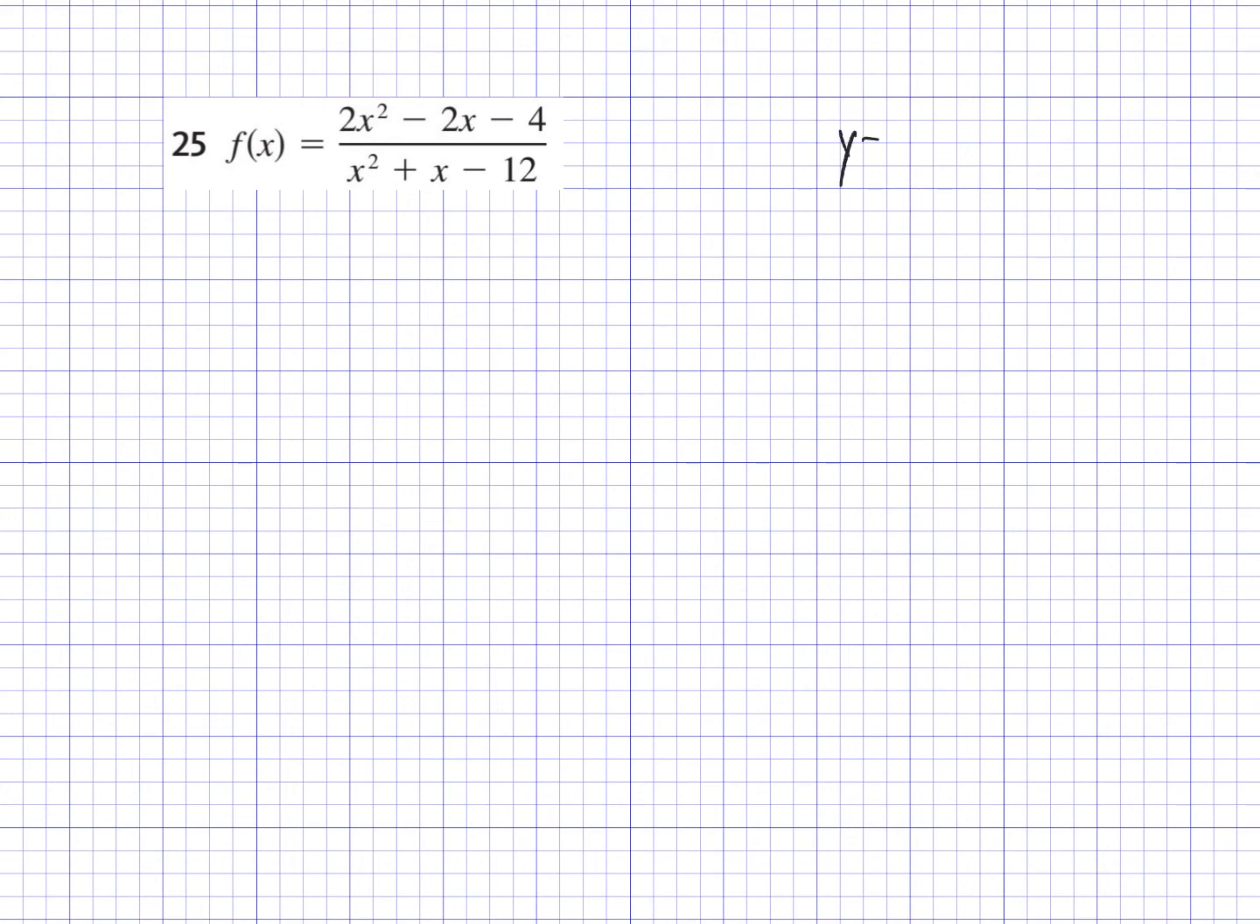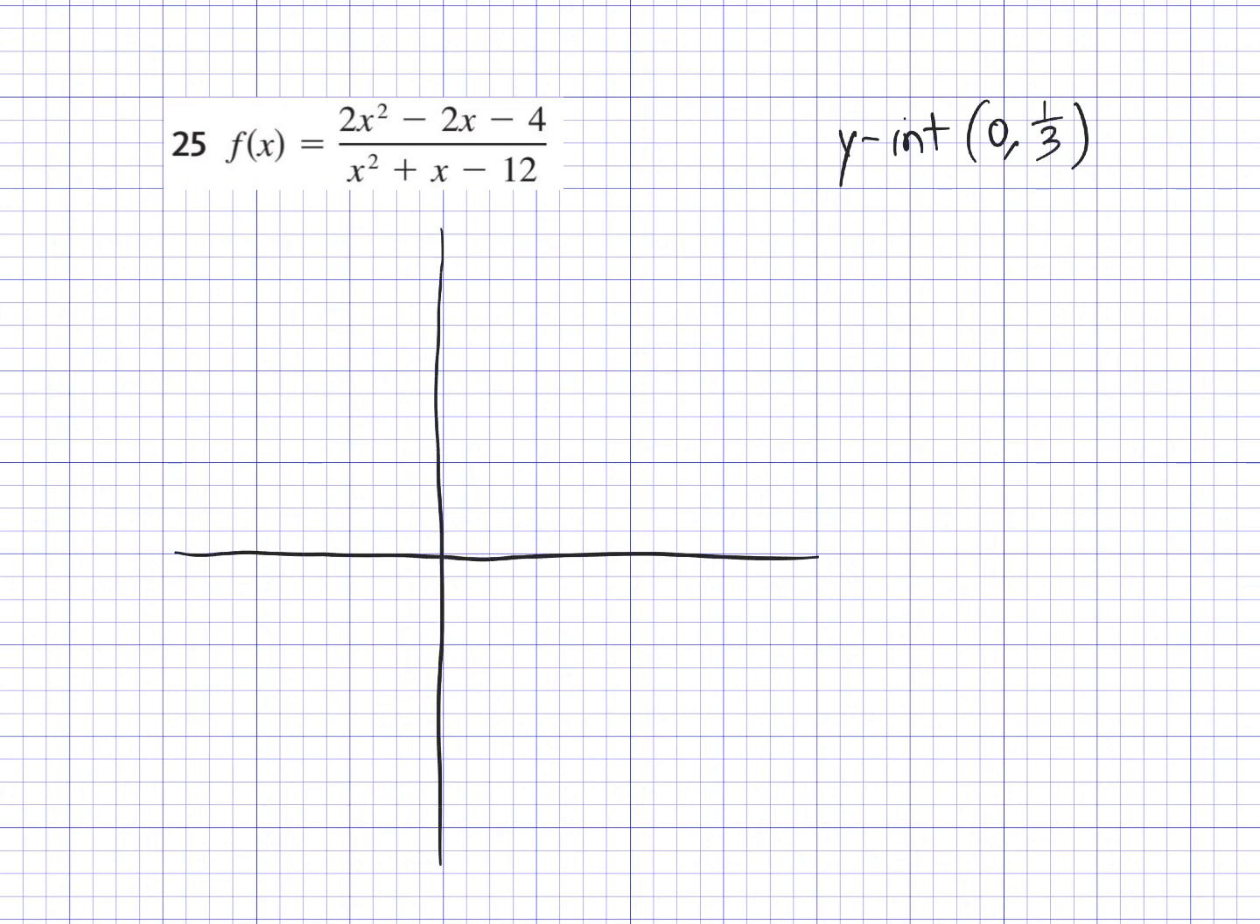Okay, start with the y-intercept. Plug 0 in for all your x's, you get -4 over -12, which is positive 1/3. Positive 1/3, x-intercept. So when y is 0, set your numerator equal to 0. So let's find all our zeros.